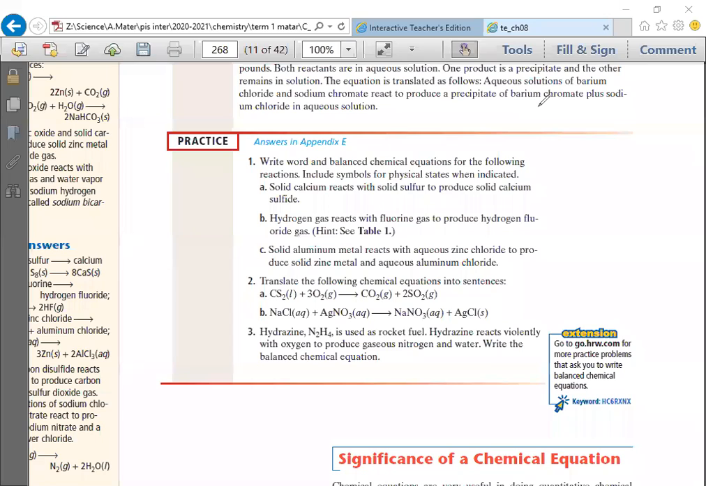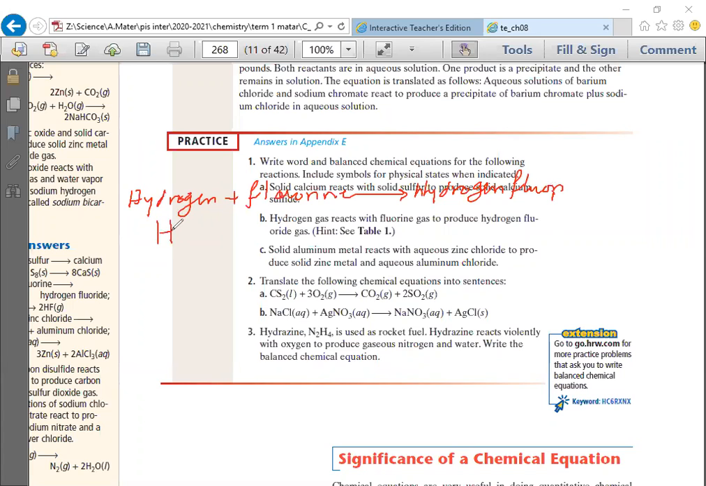Let's try letter B. Hydrogen gas reacts with fluorine gas to produce hydrogen fluoride gas. So who can help me in answering this question? One of the boys, please. Hydrogen plus fluorine yields hydrogen fluoride. Good, very good. Now let's make it a formula equation.